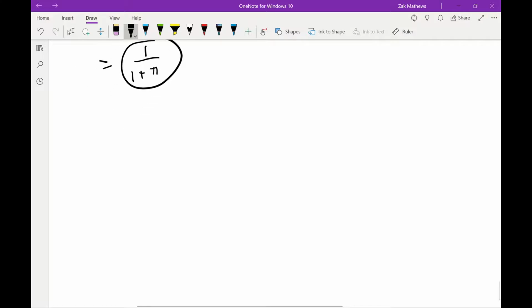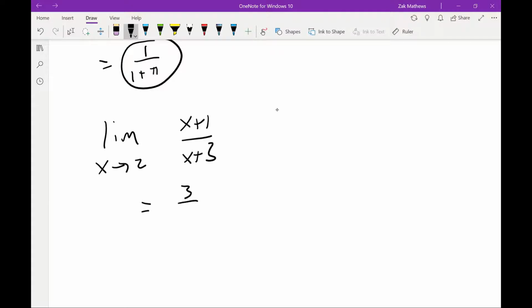Now, it is important to note that L'Hopital's only applies to having 0 over 0. So obviously, if I gave you something like this, the limit as x goes to 2 of x plus 1 over x plus 3, there's no reason to use L'Hopital's, right? If I plug in that 2 right away, we get 3 over 5, and that's my answer. So we don't want to just automatically assume if I see a limit, I have to use L'Hopital's.